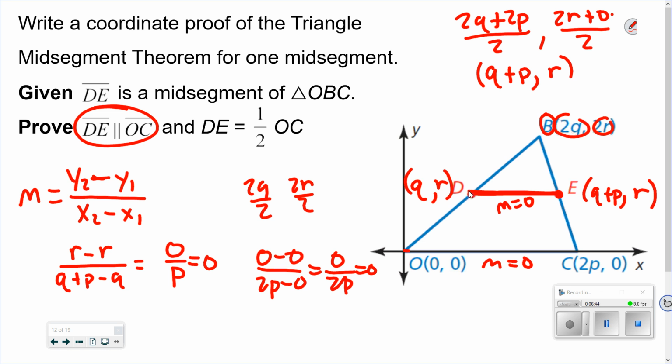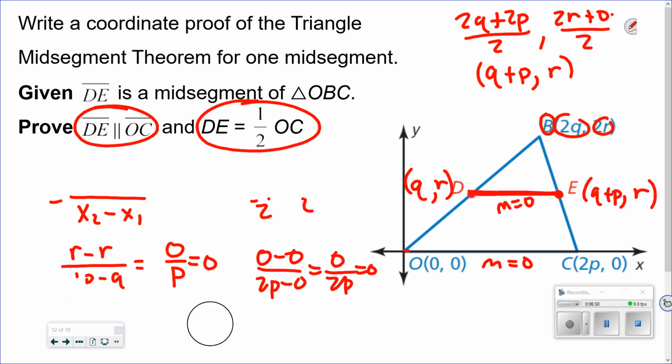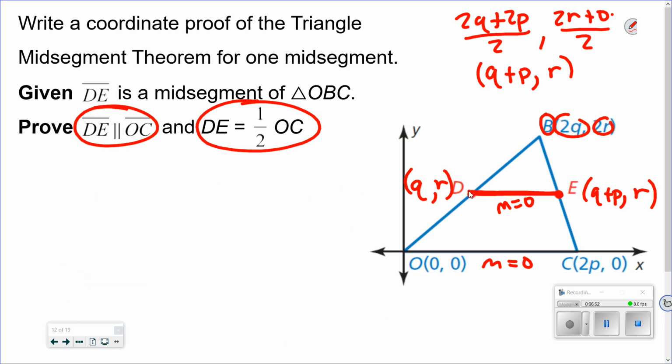Okay, the second part is it wants me to show that DE is half of OC. This is a little bit trickier. To prove distances, or to prove something's half of another one, we're going to have to use the distance formula. So I'm just going to erase everything but those 2 points. So I know point D and point E. I need to find that distance. So I need to find out what the distance of DE is, and then I'll also have to find the distance of OC and compare those.